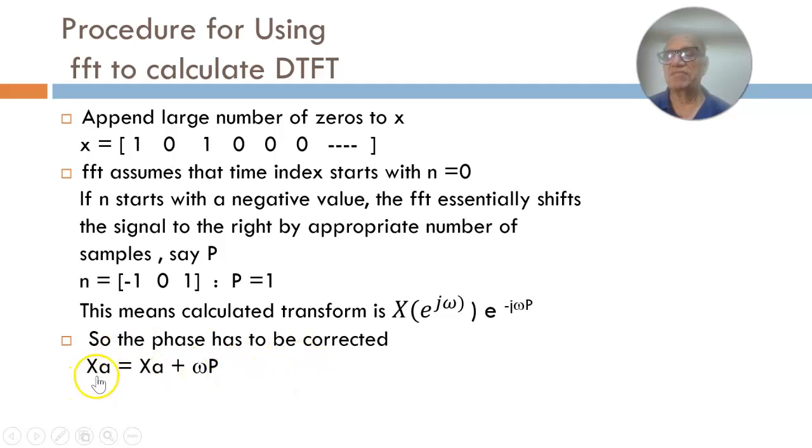So if xa is the phase angle that you calculated by using FFT, you will have to add omega p to this, because remember, when you are using FFT, you are actually calculating the transform of the shifted function. So you are essentially adding minus omega p to the angle. So to correct that, you have to add plus omega p to the phase angle that has been already calculated. All right. So with this background, let us now look at the program.